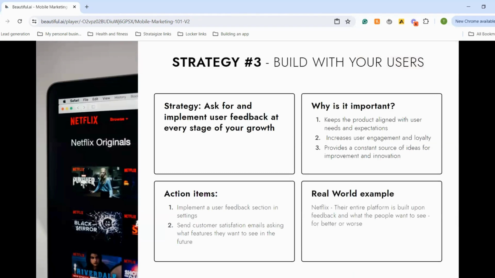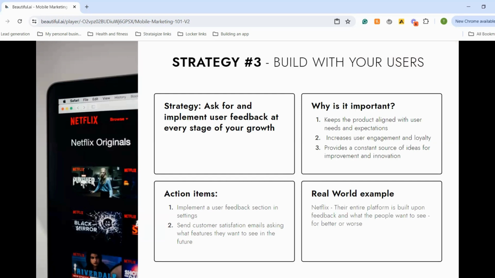The third strategy that I've kind of mentioned already, but it is very important. Build with your users. Ask for and implement user feedback at every stage of your growth. Why it's important is it keeps the product aligned with user expectations, increases user engagement and loyalty, and provides a constant source of ideas for improvement and innovation.